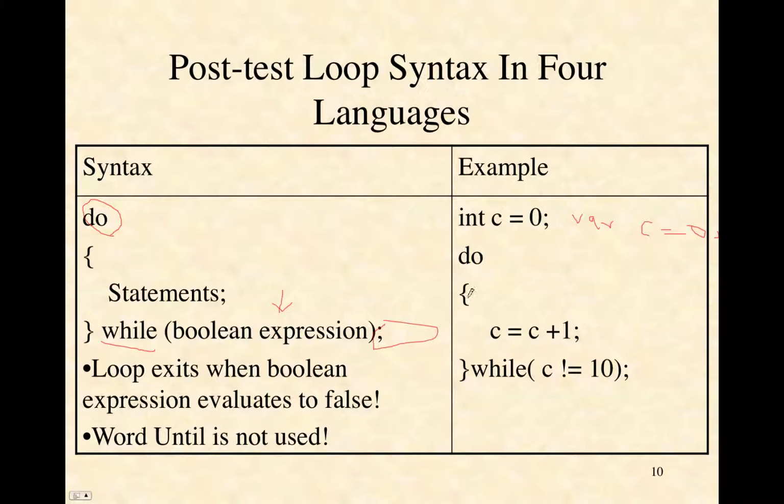And do while C, the task is C equal to C plus 1, and this will keep going until C becomes 10. When C becomes 10, C not equal to 10 will be false, so we'll exit the loop. So these are the examples in JavaScript and other languages.